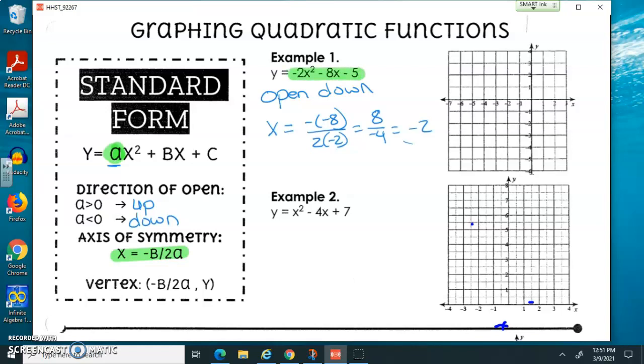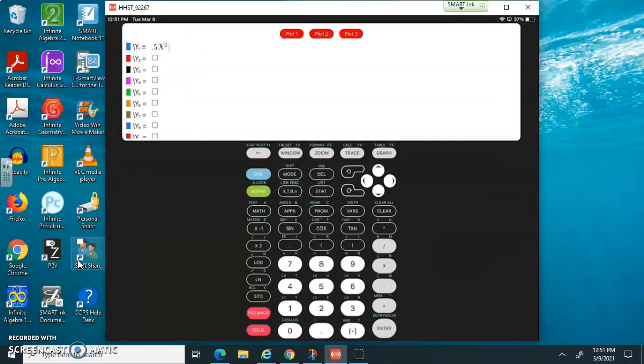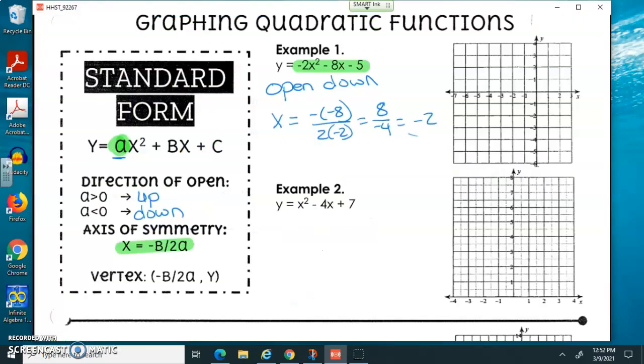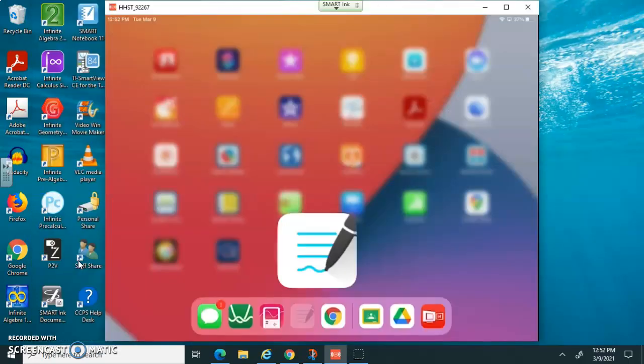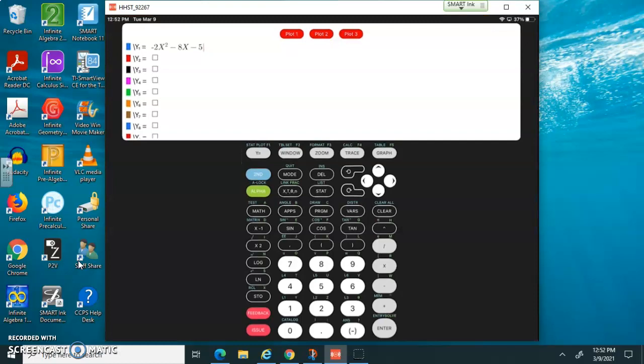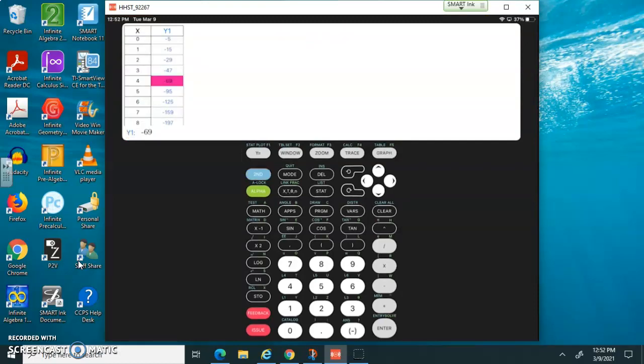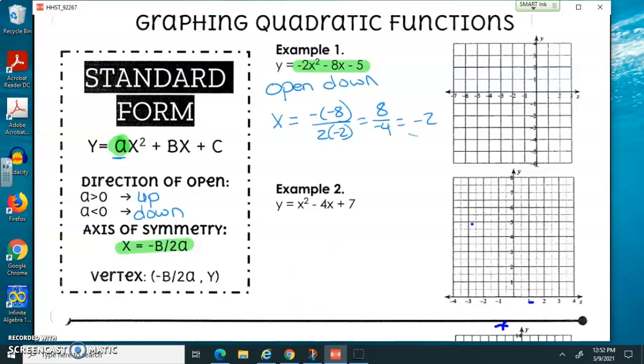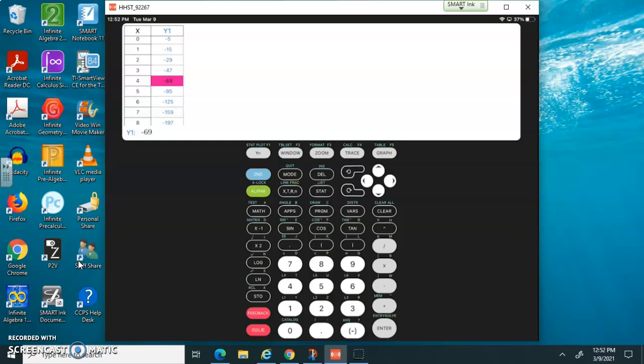Then we're going to go to our calculator and put our function into our calculator. So y equals -2x squared minus 8x minus 5. We're going to check that. Okay, so we'll go back to our calculator. We're going to go to our table, and we already know that at -2 is where our vertex is going to be. So let's look at our table, and let's go to -2, and there is our vertex.